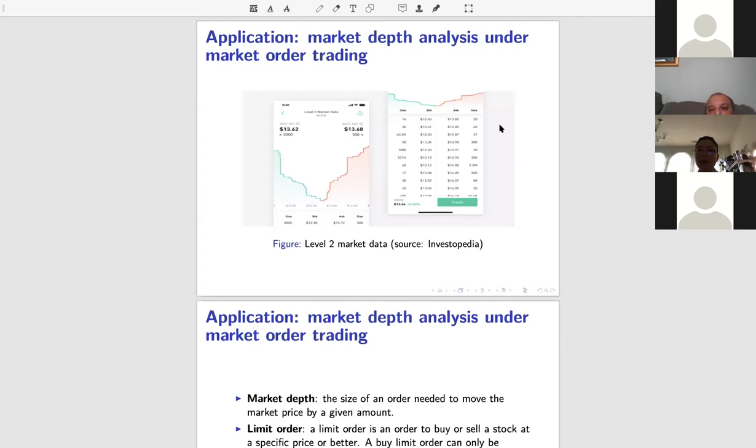If we look at level two market data, we see that at some prices we have a very large size for a particular stock. For example, on the green side, the buying orders, we have a size of 521,000 to buy at a price of 13.15. And on the right-hand side, we have $2.2 million size at $14.